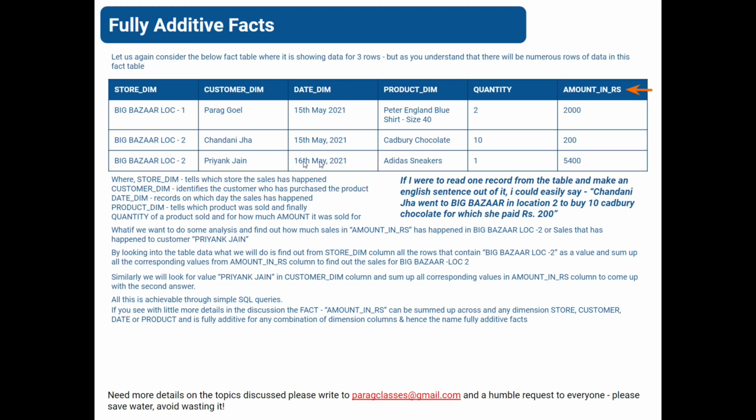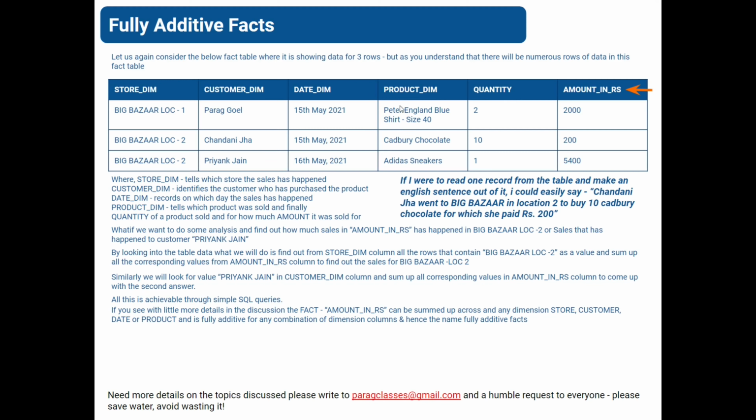So if we were to figure out store wise sales, we can sum up these amount in rupees. If we were to figure out customer wise sales, so how much amount of sales has happened to Parag Goel from whatever store, then we can just look for values in this particular column as Parag Goel and then sum up the corresponding amount in rupees.